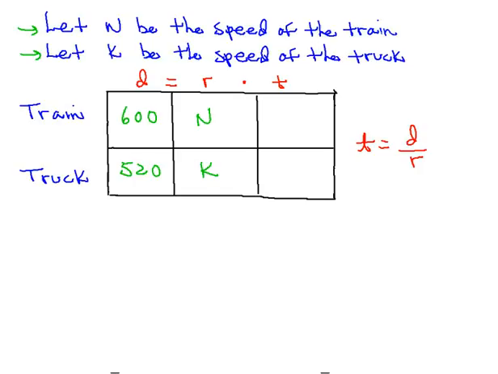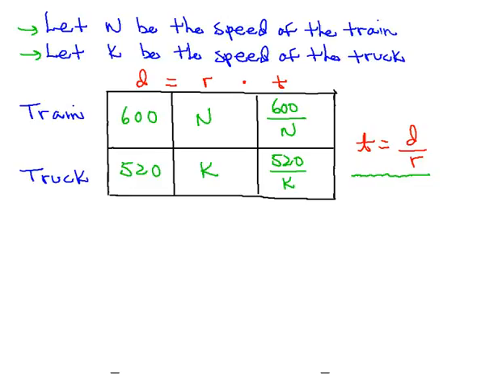Now one variation of the distance formula is that time is equal to distance divided by rate. So in the time column, what we can write for the train will be 600 divided by N, and the time for the truck we can write would be 520 divided by K. So now we're set to write the system of equations we need to solve the problem.